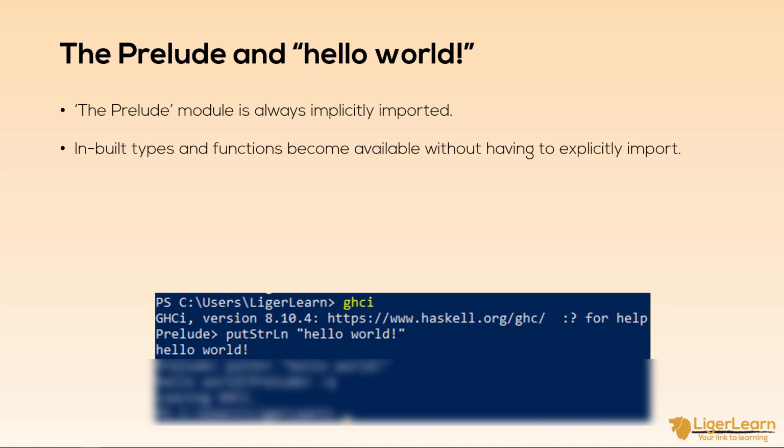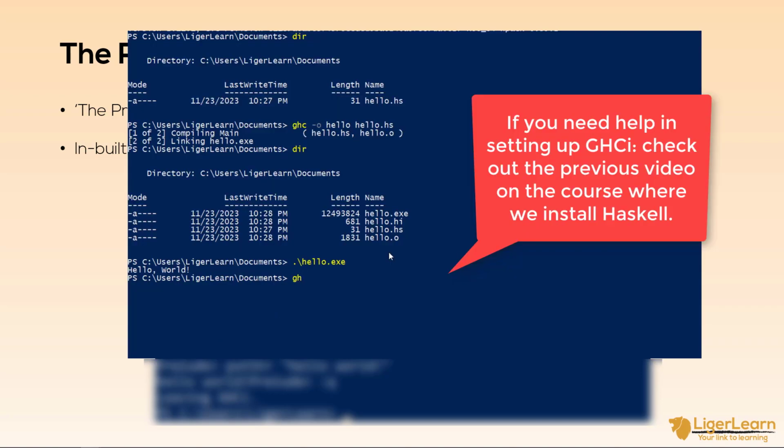The image here shows an interactive GHCI session where we run our first program, the Hello World program. Let's go through each step in the session together. First, we run the ghci command to open ghci. If you are having problems doing this, refer back to the previous module where I showed you how to install Haskell and get the ghci prompt working.